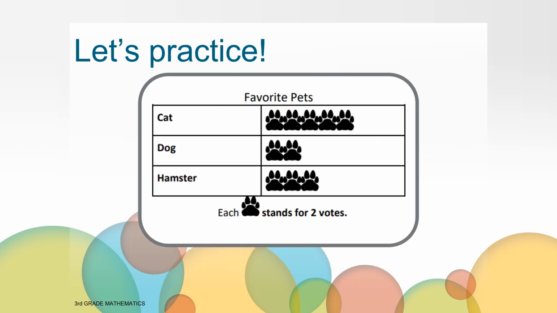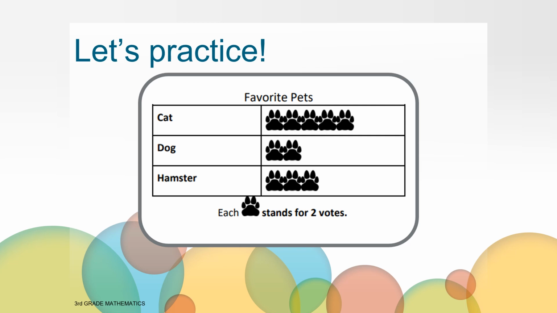Here's another pictograph. The title at the top reads, Favorite Pets. Then down the side it says, cat, dog, hamster. At the bottom, the key reads, each paw print stands for 2 votes.